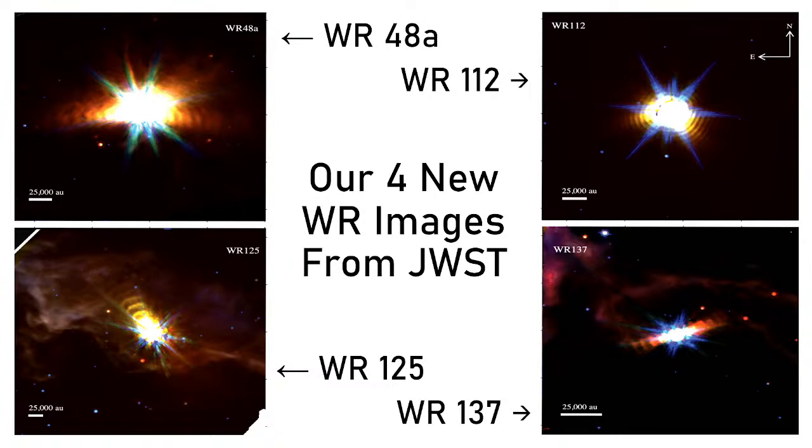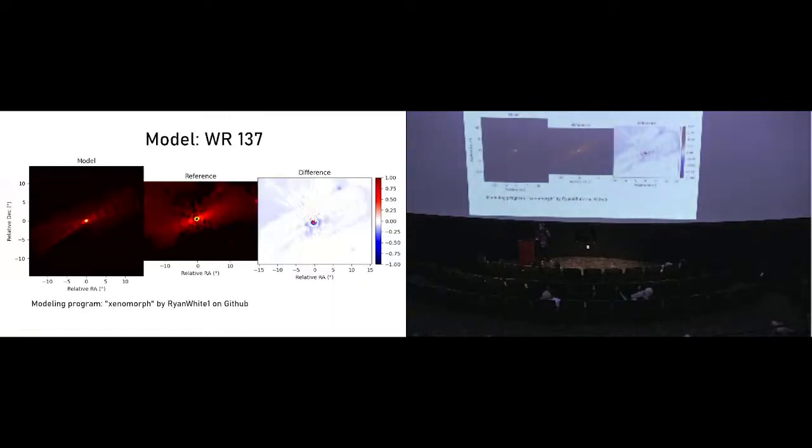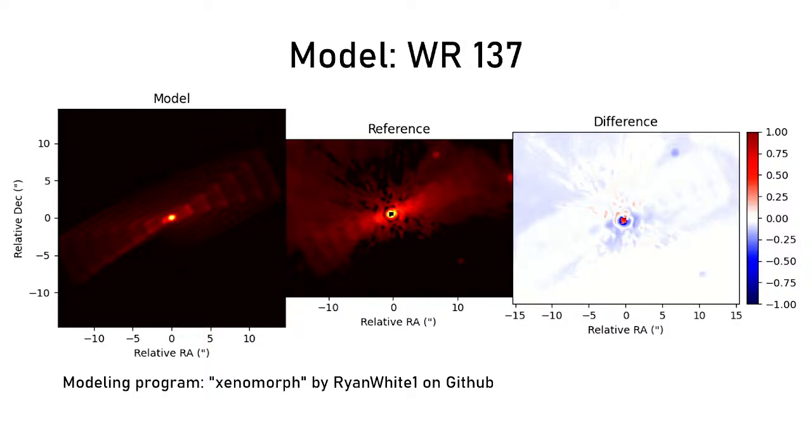So our research project involved 4 different Wolf-Rayet stars: WR48A, WR112, WR137, and WR125. These images were taken by the James Webb Space Telescope, and these images became the basis of what we use to model their dust shell shapes. So I don't have time to go super in depth to each of the 4 stars, but I can give you a little bit of an overview on what makes each one of them unique.